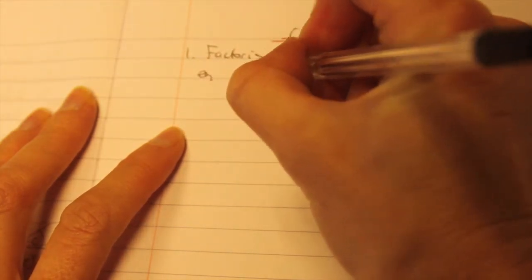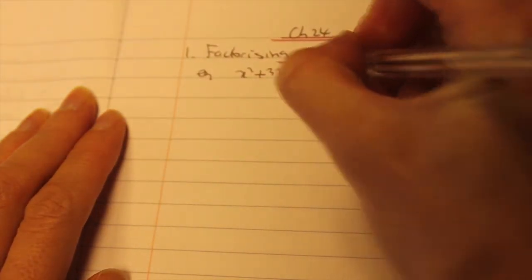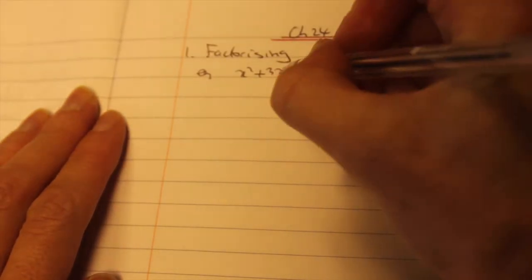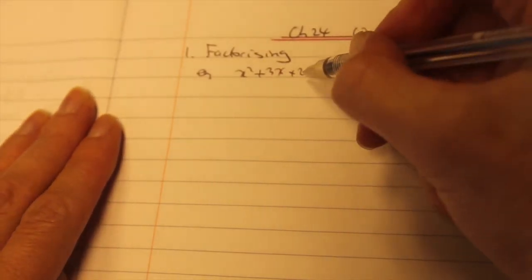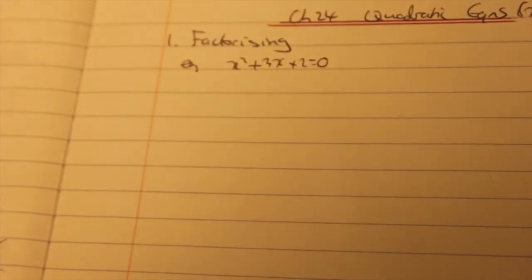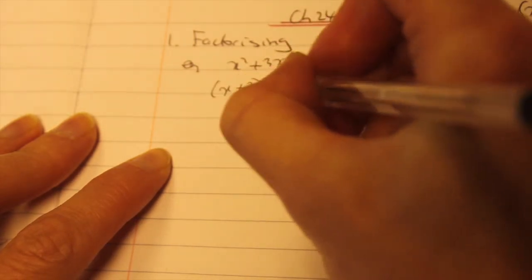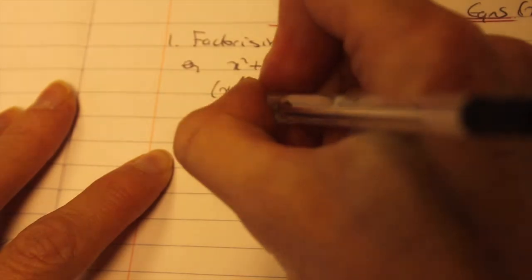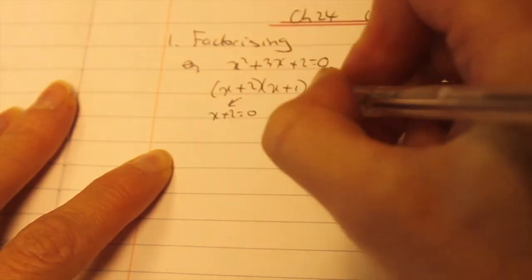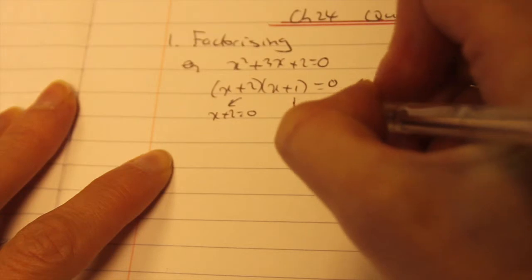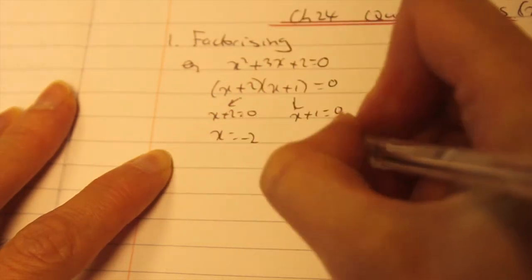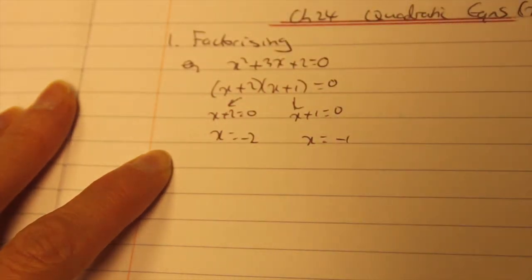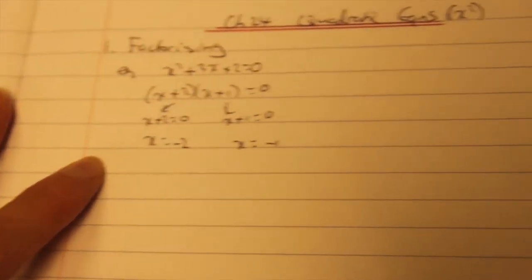So the first one I have is x squared plus 3x plus 2 equals 0. Now, it's an easy factorising one. What multiplies to give 2 and adds to give 3? So 2 times 1 multiplies to give you 2, and 2 add 1 adds to give you 3. So factorise like that. When you have it factorised, you put each bracket equal to 0 and you solve it. So bring that 2 over to our side, it becomes minus 2, and bring that 1 over to our side, and it becomes minus 1.